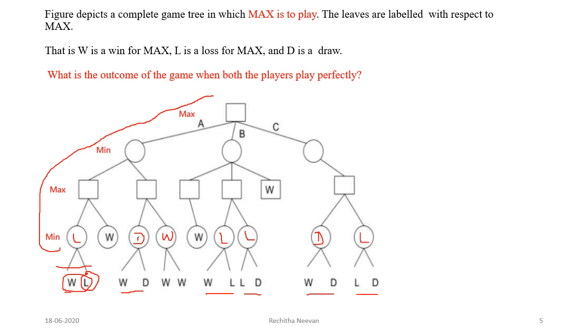Why does this min player always select the minimum from the children? Min player is trying to minimize the performance of the max player. We have labeled these leaf nodes according to this max player. This W means if the max node goes this path, it's a win path. So our opponent always tries to take the path which leads to our max player's loss.